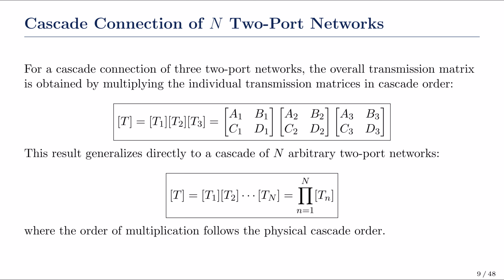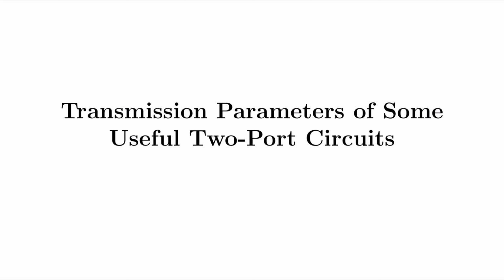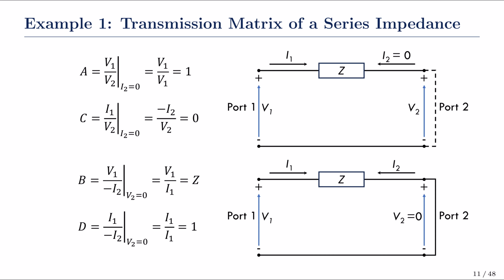This is particularly useful for communication systems, filters, matching networks, and transmission line sections, where complex systems are often built from simpler cascaded blocks. Let's now determine the transmission parameters of some basic two-port networks. We begin with the series impedance Z.